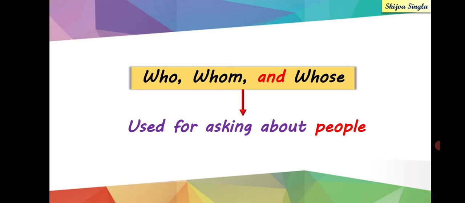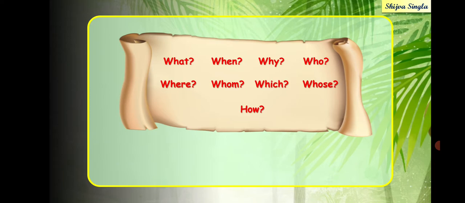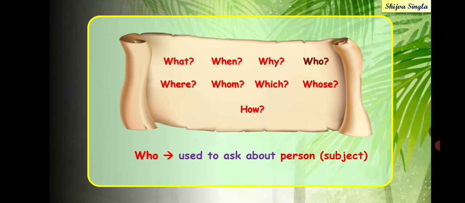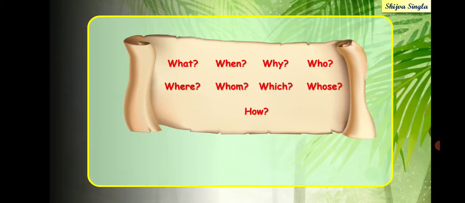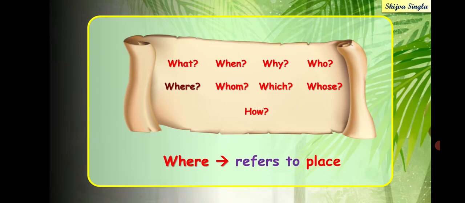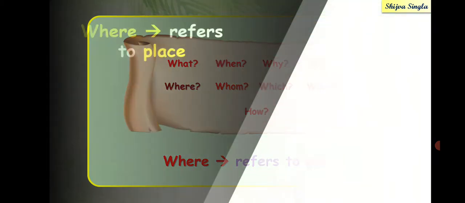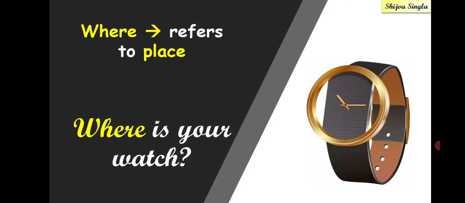Okay, the question words who, whom, and whose are used for asking about people. The word who is used to ask about a person who is the subject. For example, who is he? He here is the subject. Moving on, the word where refers to place. For instance, where is your watch? You're asking about the place of the watch.